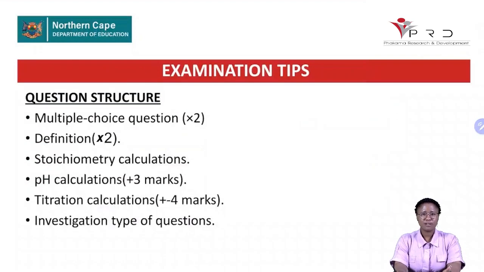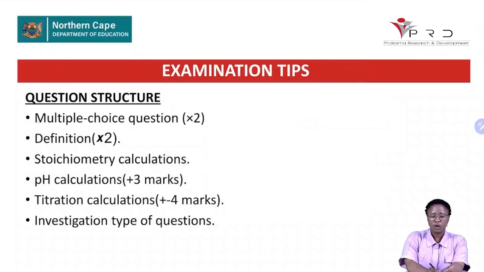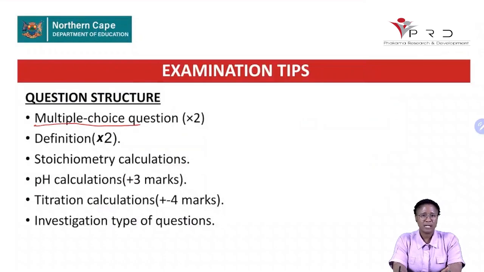Now, without wasting any more time, we are going to move on from the action verbs. Now we are going to look at the structure of the question paper in this section of the work, under acids and bases. What is the structure of the exam in this topic? Obviously, there's going to be a multiple choice question. You are going to find it in question 1. It is normally a multiple choice question, so you should know how to answer multiple choice questions.